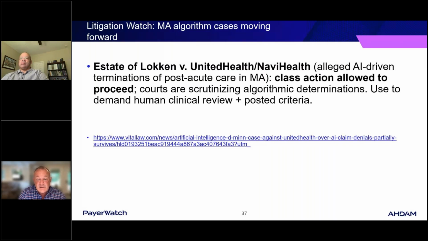Courts are really taking a look at these algorithmic and AI determinations. Use this case as a basis to demand evidence of the clinician involved in making that review and the posted criteria. The link to the article is there. And this was in Minnesota against United Healthcare, I think it started in 2023, but it's been upheld and moving forward. Next case, if you would.